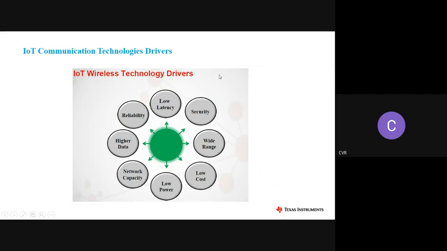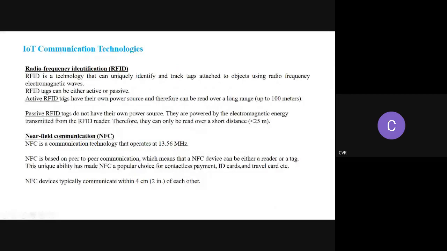Okay, so RFID is one of them, which I've told you about before. There you'll have a tag attached, and with the reader you can track it. There are two variants of tags. One is active, which has its own power source, so you can read from a longer range, say up to 100 meters.